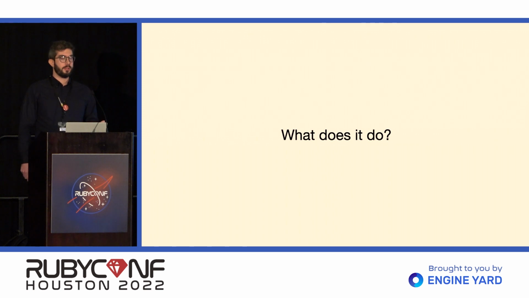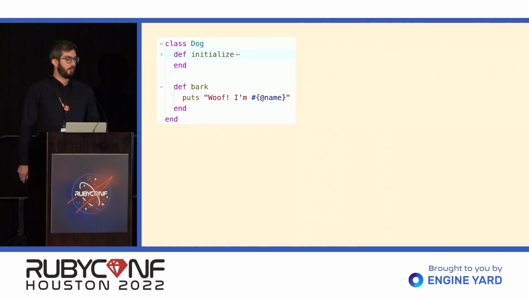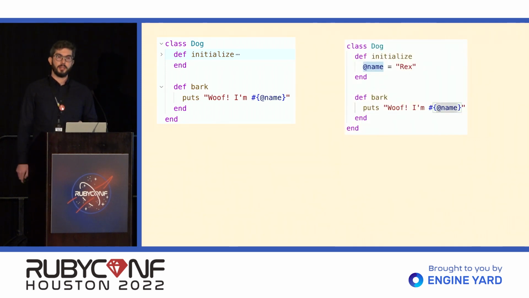But what does the Ruby LSP currently do? A few of the features we currently support are folding ranges. These are the little icons there on the gutter of the editor to allow you to collapse or expand code. Document highlight, so when you click on a Ruby entity, it highlights the other occurrences of that entity, in this case, the name instance variable.